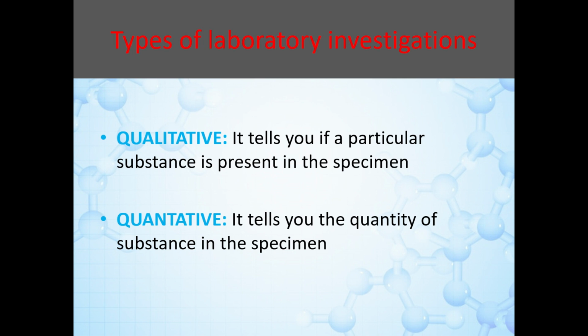Then we will look at the quantity of beta HCG, and that quantity is going to indicate whether the patient has had an abortion, or the patient has abnormally high levels of beta HCG indicating twin pregnancy or trophoblastic disease, molar pregnancy. So this is the difference between qualitative and quantitative.